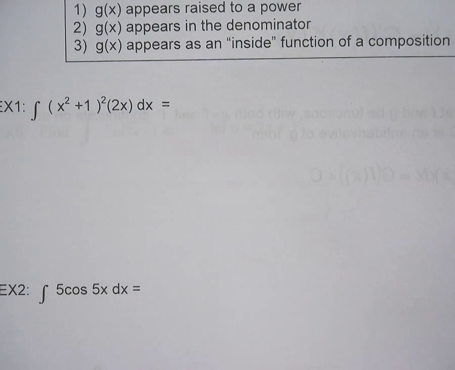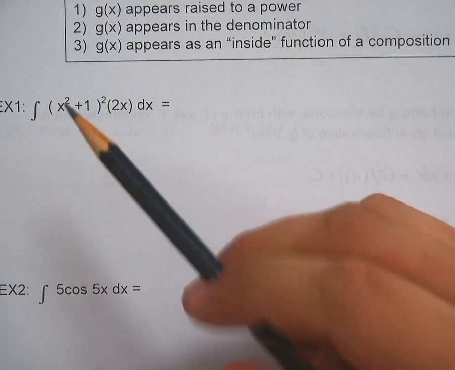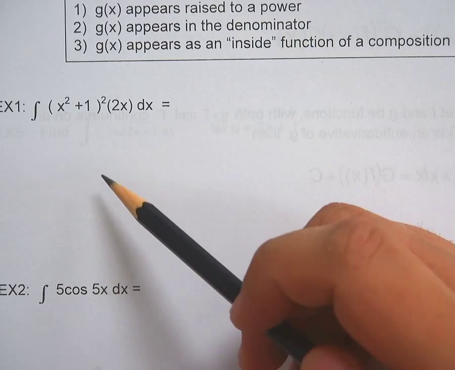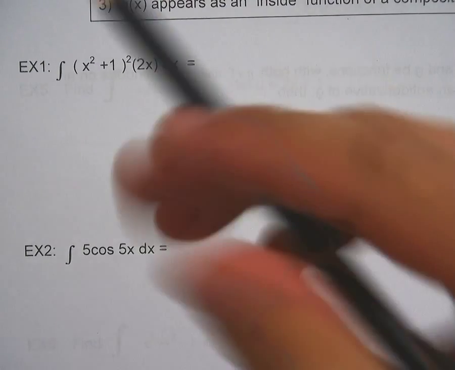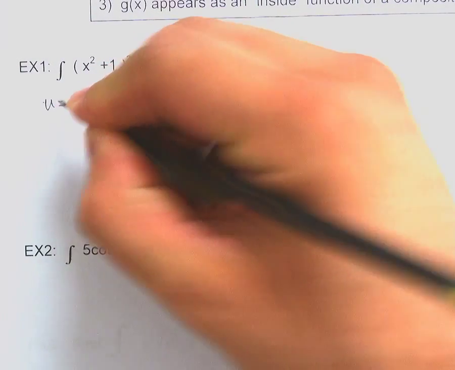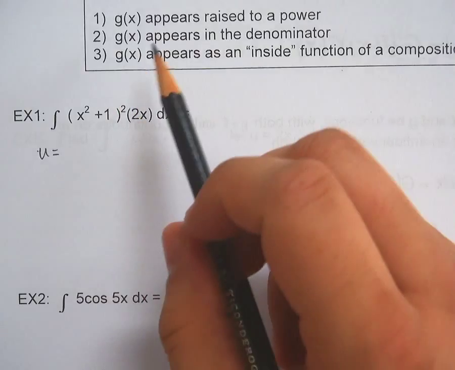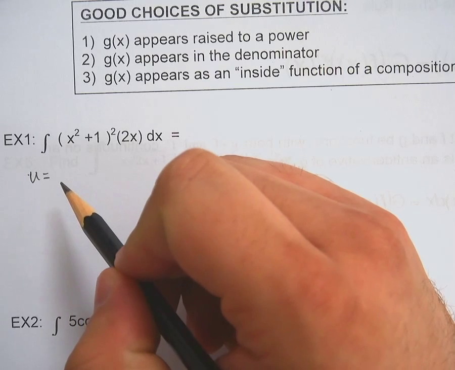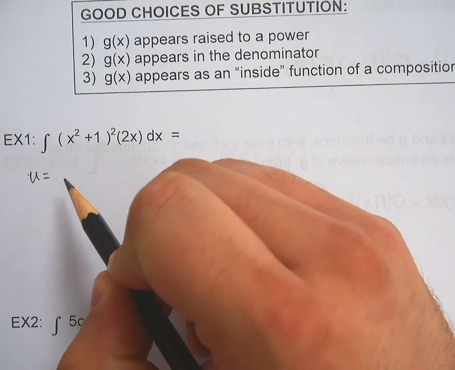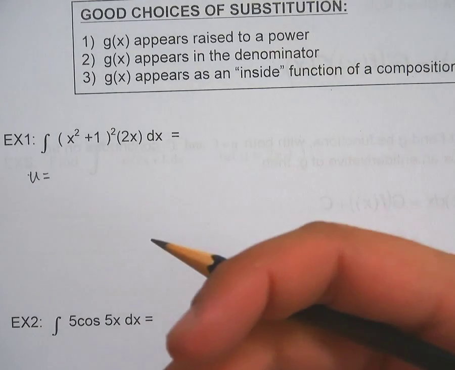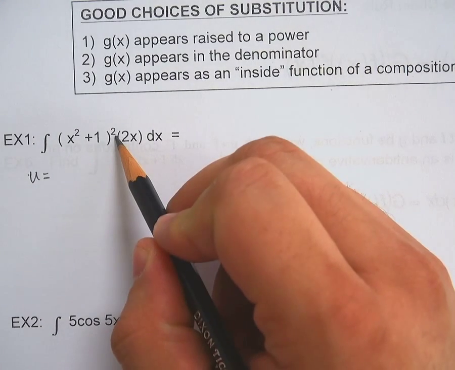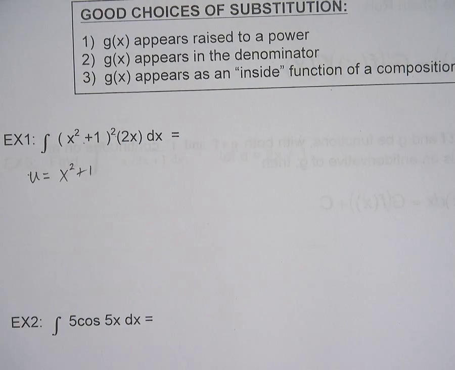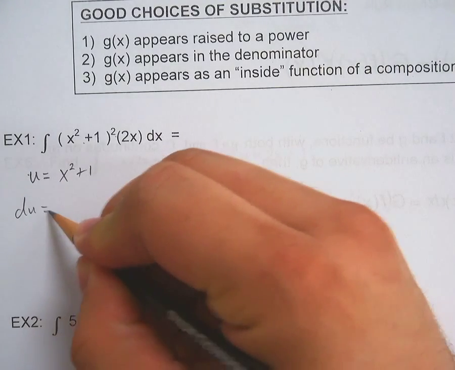So first, for example 1, look at this formula here. The integral of (x squared plus 1) squared times 2x dx. What I'm looking for here is first to identify my u. If you remember from number 1, it says u appears to be raised to a power, so I'm going to take the inside of my chain rule. I have a chain rule right here. Go to the inside, and x squared plus 1 is going to be my u. So then du is 2x dx.